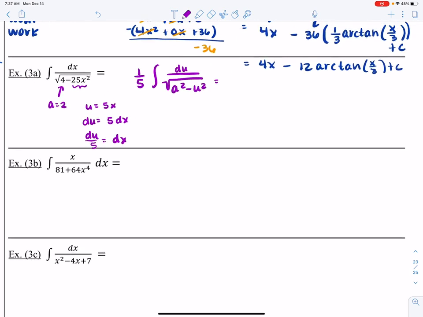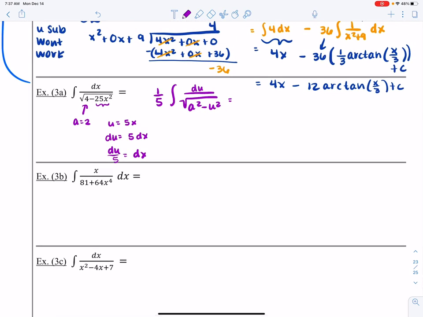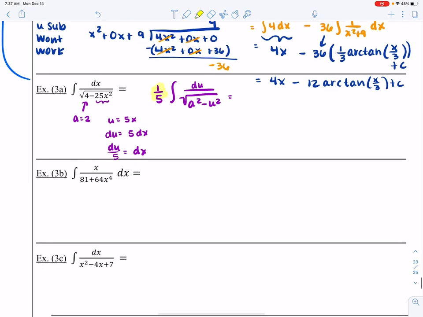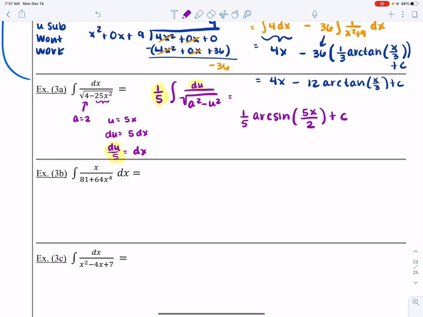So it is an inverse trig, but I had to add in an extra 1/5, and it's really easy to miss that 1/5 if you're not paying attention. So pay attention. When I take the integral of this, it's my arc sine, so I'm going to get 1/5 arc sine of u over a plus c.